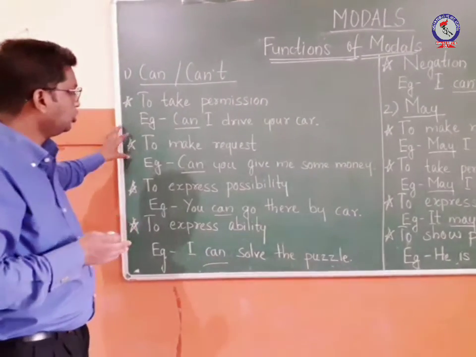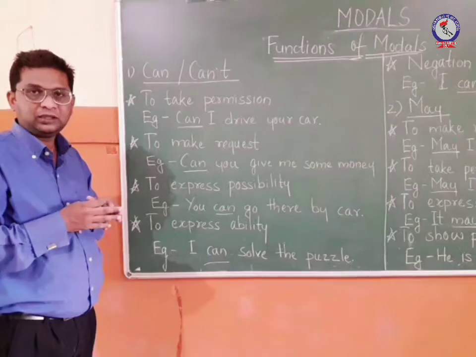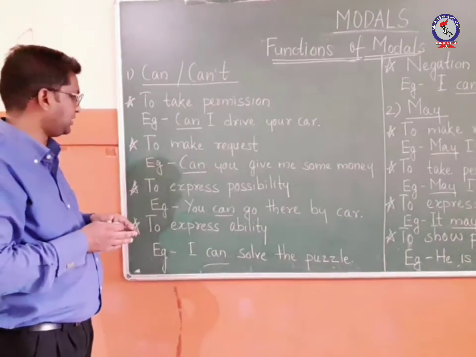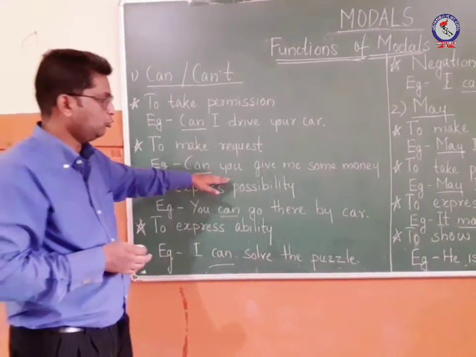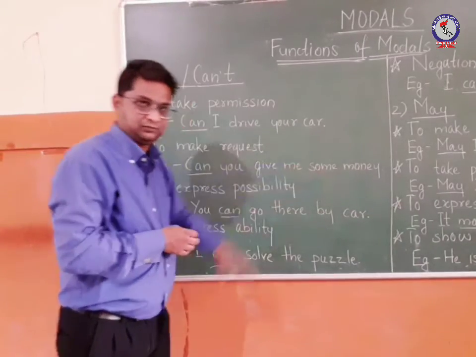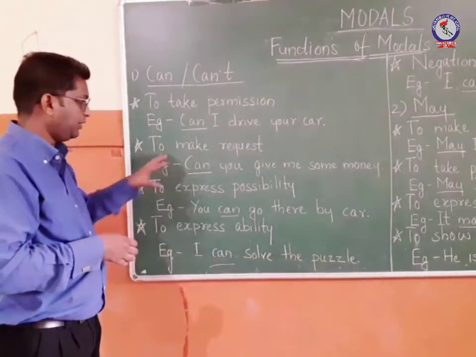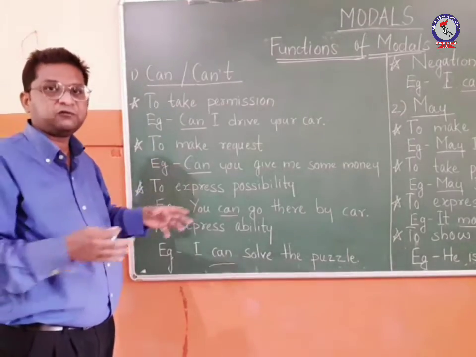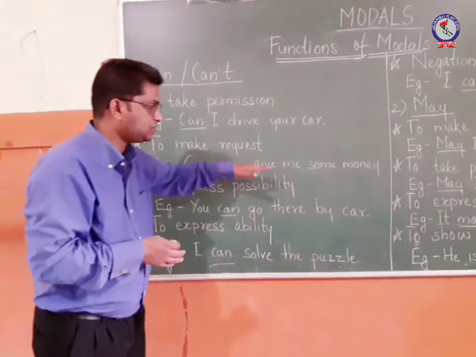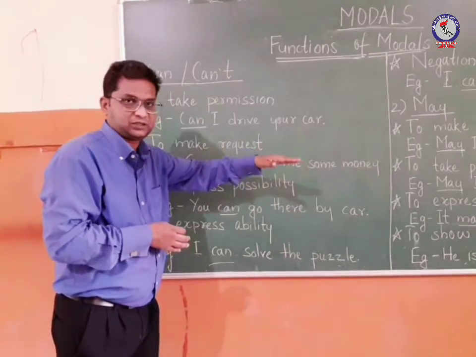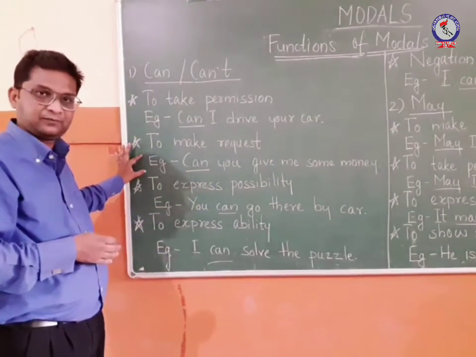Now second, to make a request, we can use can in order to make a request. Example here, you can see, can you give me some money? This is a sentence in which somebody is requesting for money. So, can you give me some money? It is a request. When you are requesting to somebody, you can use can.